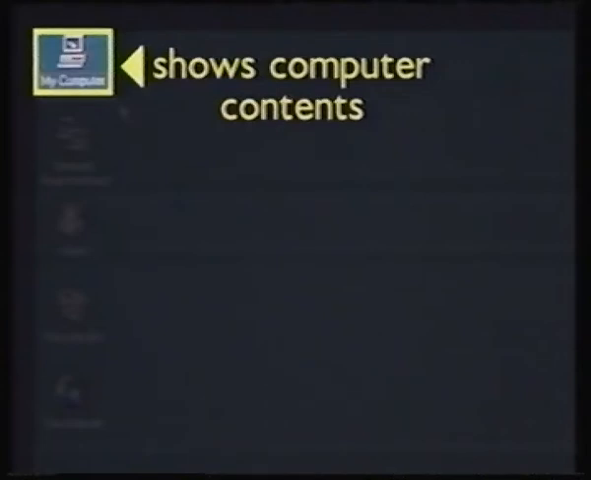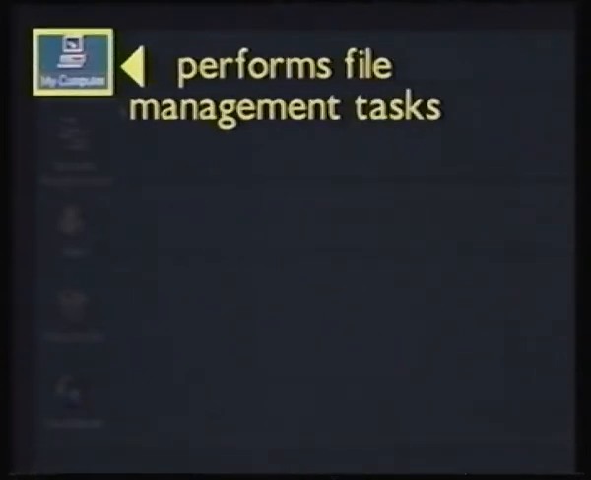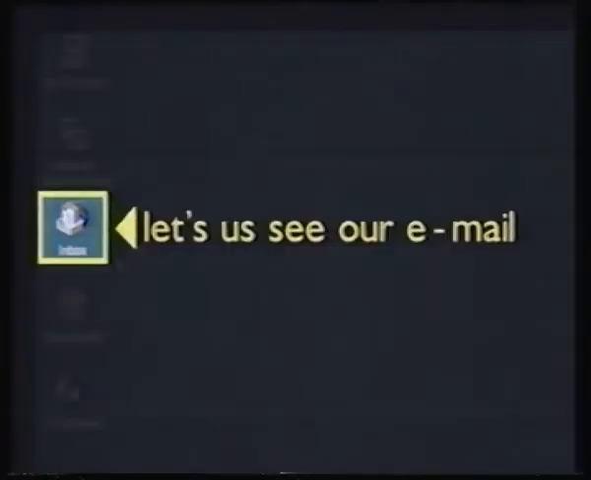The My Computer icon shows us the contents of our computer and lets us perform file management tasks. The recycle bin holds files we've discarded. And the inbox is used for looking at our electronic mail. But before we can use this feature, we need to be set up for electronic mail.